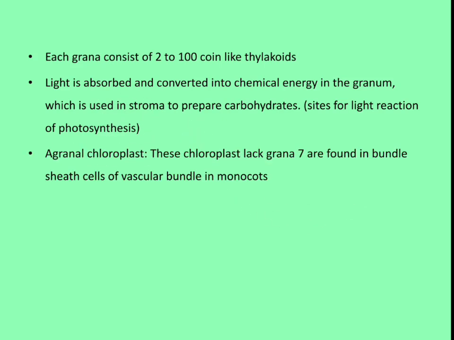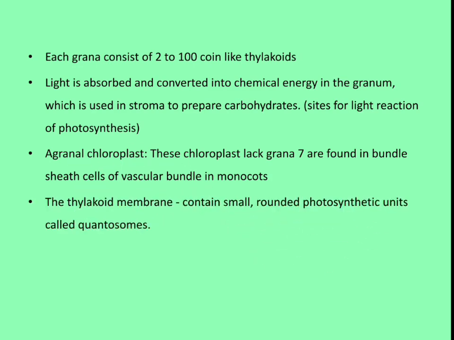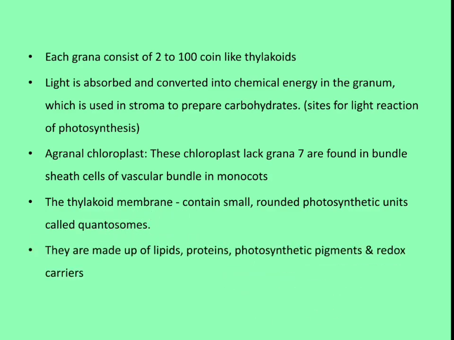Next is agranal chloroplasts. These chloroplasts lack grana and are found in bundle sheath cells of vascular bundle in monocots. The thylakoid membrane contains small rounded photosynthetic units called quantosomes. They are made up of lipids, proteins, photosynthetic pigments, and redox carriers.